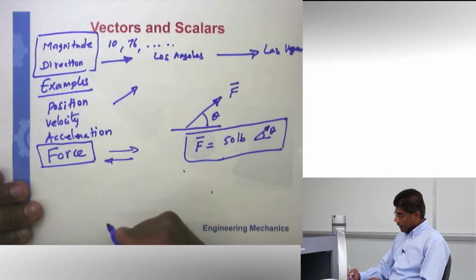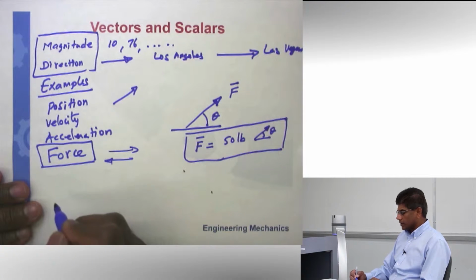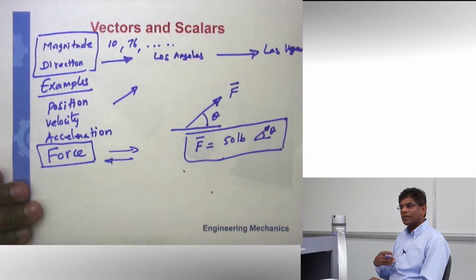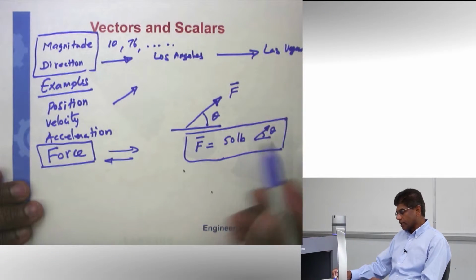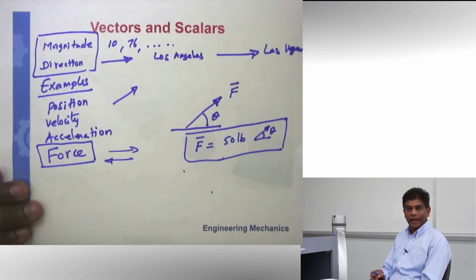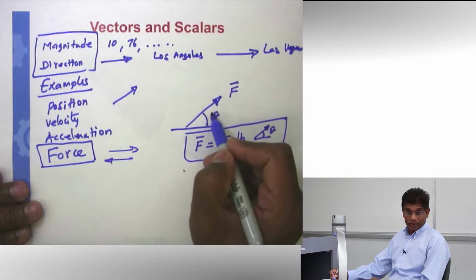All right? There are other ways of representing. For now, let's stick to this. So anytime you are dealing with a vector, your answer must include two parts. One is the magnitude, in this particular case 50 pounds, as well as the direction it makes with a horizontal or an x-axis in this case. Also, the sense should be shown properly with an arrow. All right, if you miss an arrow, it is not a vector.